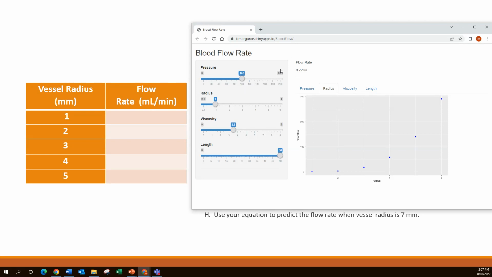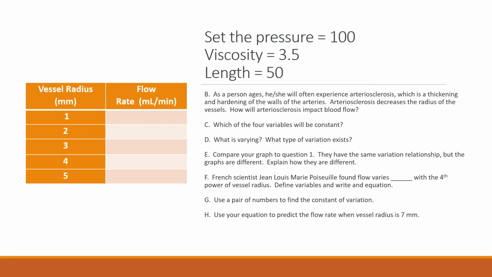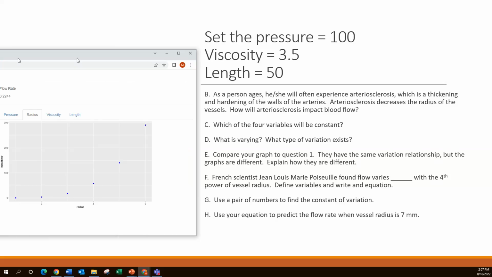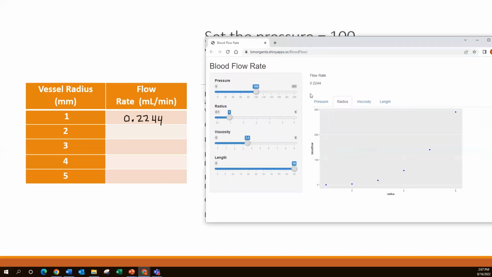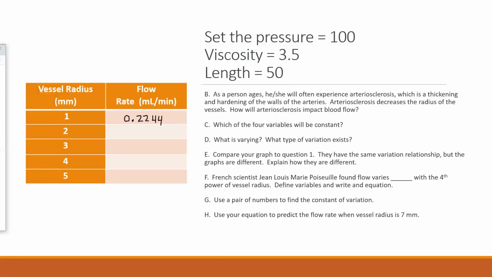The number that I want to record is up here at the top. So the flow rate under this first scenario is 0.2244. And so I'm going to record that in my chart. 0.2244. So then I'll go and do the next one. So for this next one, the radius is to be 2, so I slide that up, and I see that has a huge impact on flow rate. So now it's 3.5904.